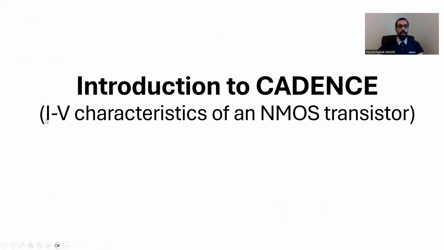And we will plot the IV characteristics of an NMOS transistor. By IV characteristics, I mean I as a current and V as a voltage. We will see how to plot the IV characteristic of an NMOS transistor.